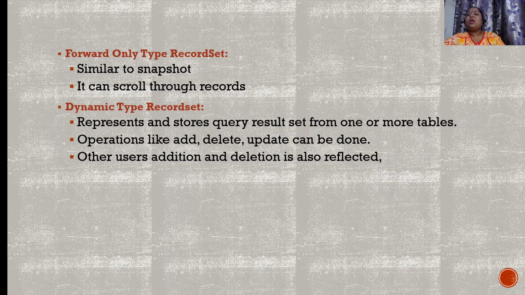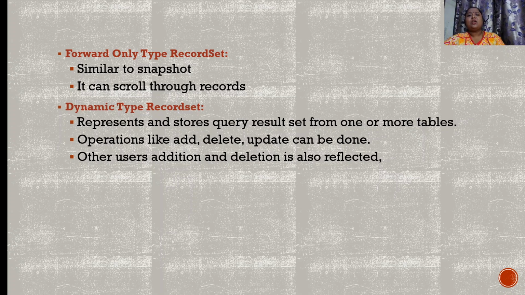Next one is called forward only type. What I mean by forward only type is, it is similar to a snapshot, which means it is going to be a static copy only, but you can scroll through the records. So it is just a forwarded copy. You cannot do any changes. It's like your forwarded message where you cannot do any editing. After forwarding it, it is just a forwarded message. It is not your own message. Similarly, it is a forwarded copy.